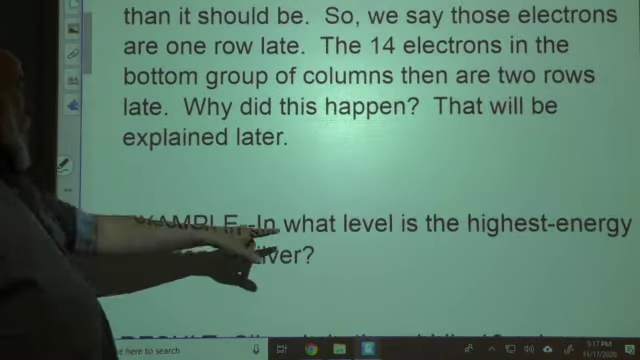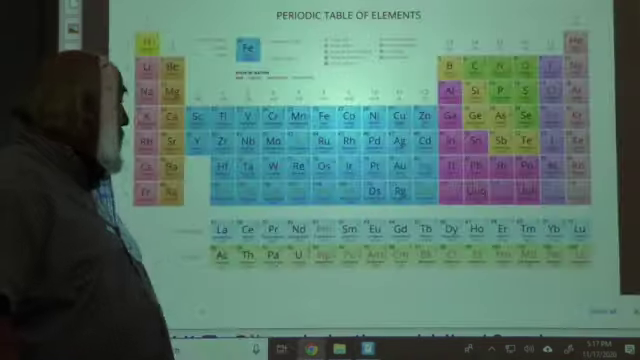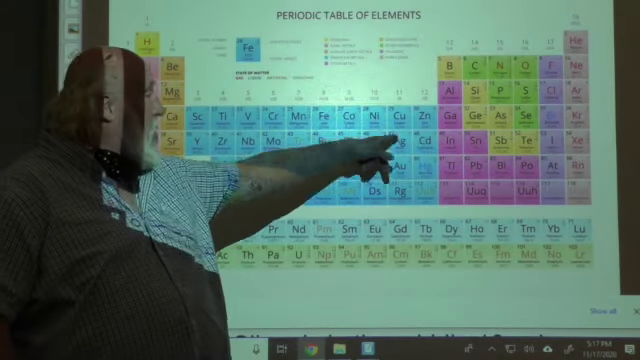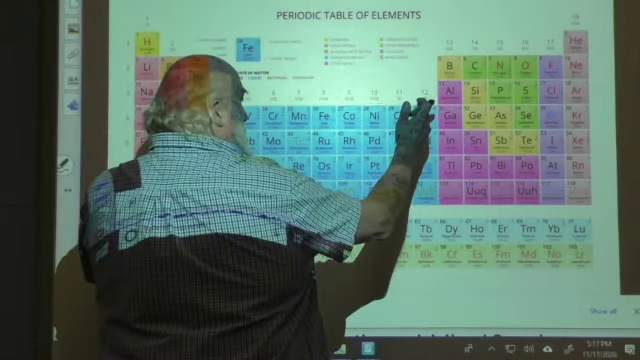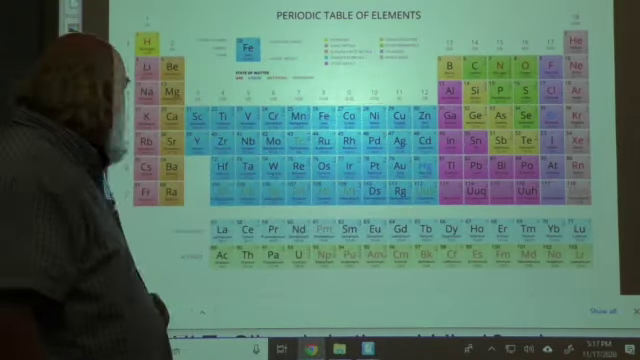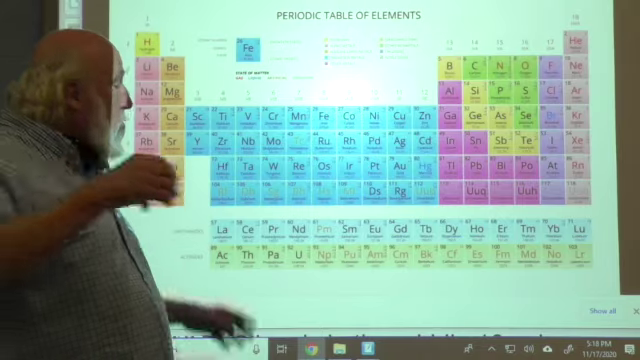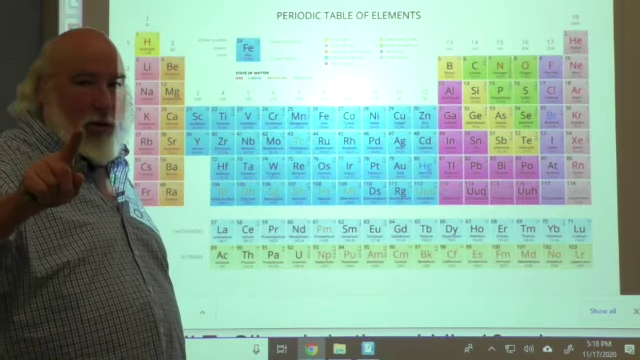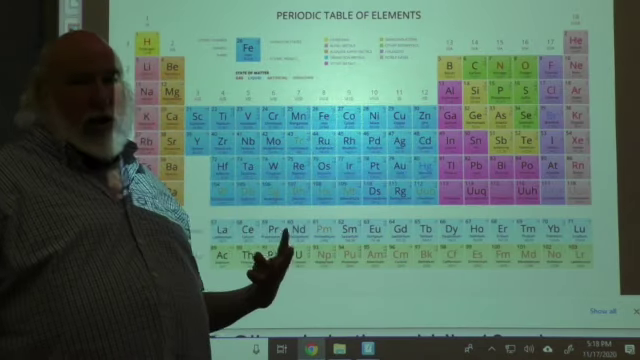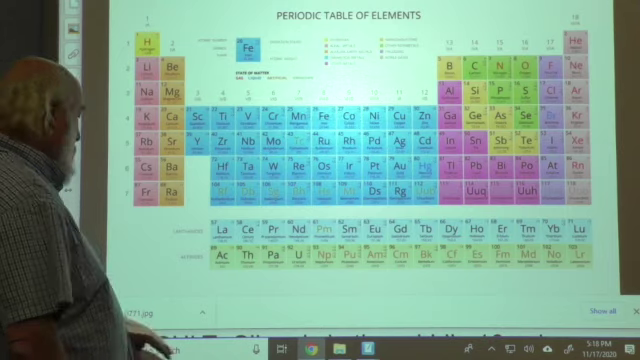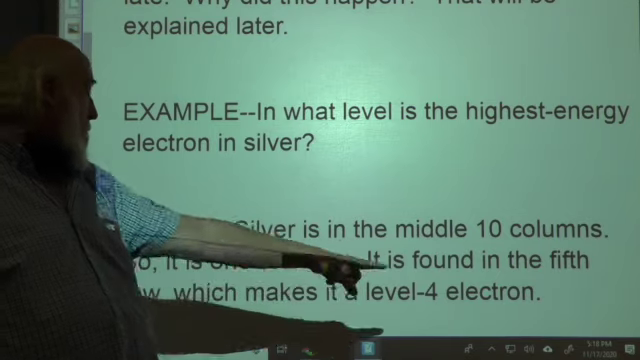First example: in what level is the highest energy electron in silver? All right, let's find silver on the periodic table. There it is right there, Ag. It's in that middle 10. What row is it found in? It's found in the 5th row. But we know that those middle 10 are found one row late. So this is not a fifth energy electron. This is a fourth energy electron because it shows up one row late. And so it's a level 4 electron.